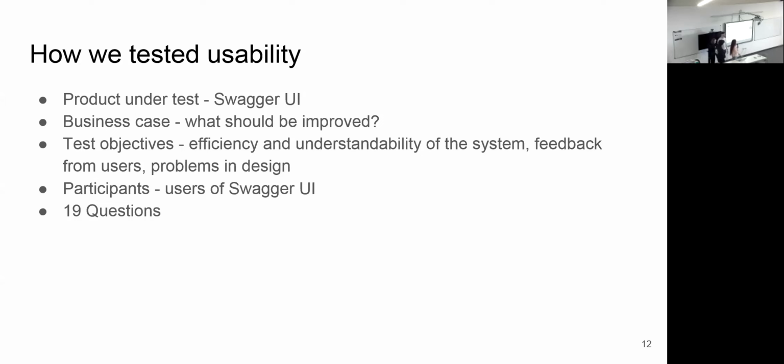How did we test usability? To test usability, we went through several steps. Firstly, we defined the product under test, which was described earlier. After that, we defined our business case, or what should be improved. Our test objectives are efficiency of the system, understandability of the system, feedback from users, and problems of design. And our participants are actually users of Swagger UI who use it in their work or university projects.